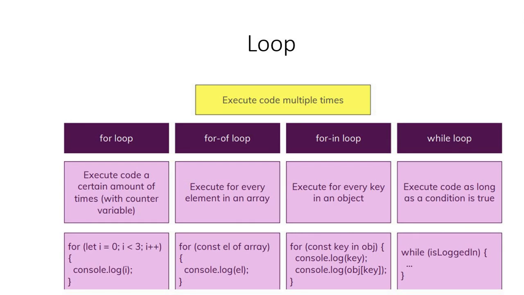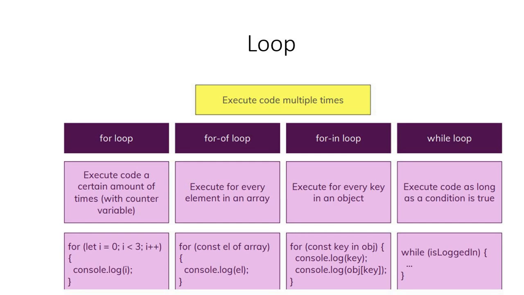So the first loop is the for loop. We will discuss their syntax and a little of the function here, one after the other, and then further on, we will look at them in detail. So, in a for loop, what happens is it executes a code a certain number of times with a counter variable. Like here, I have its syntax.